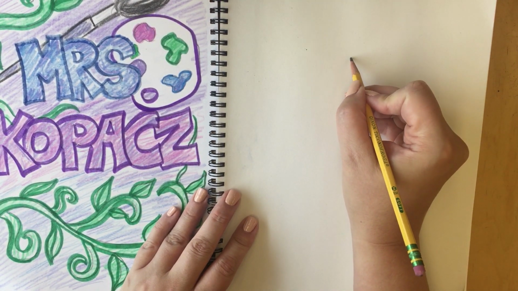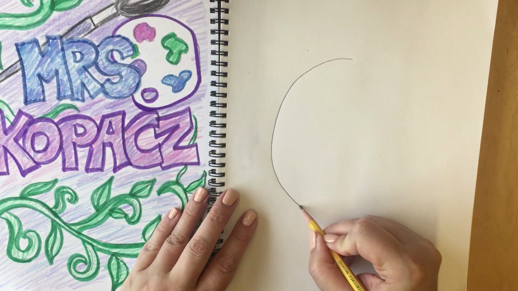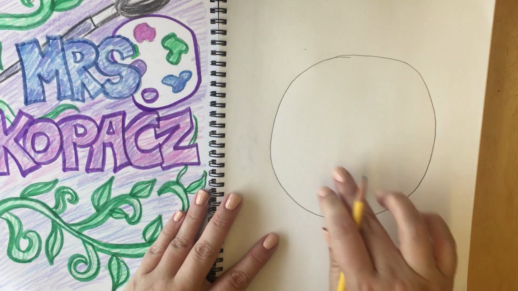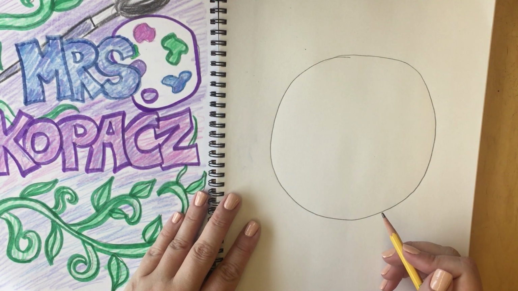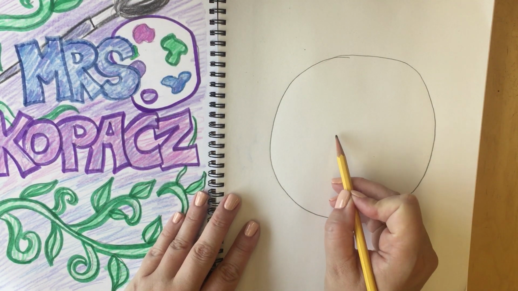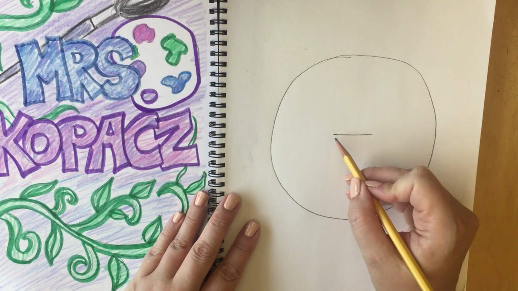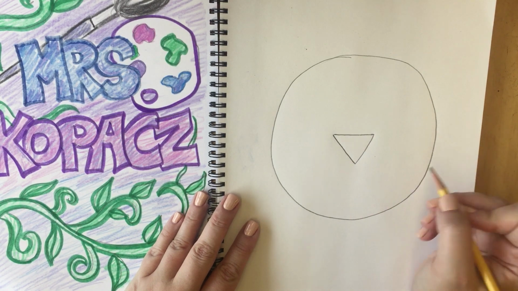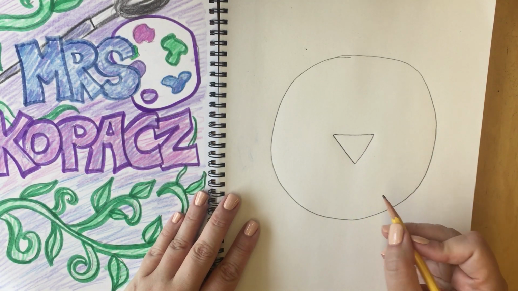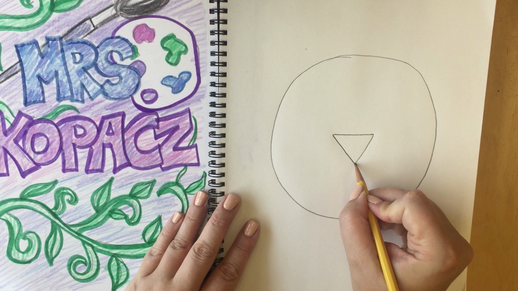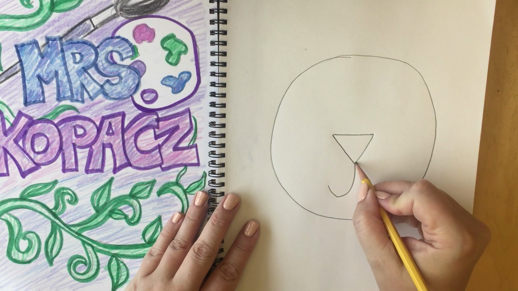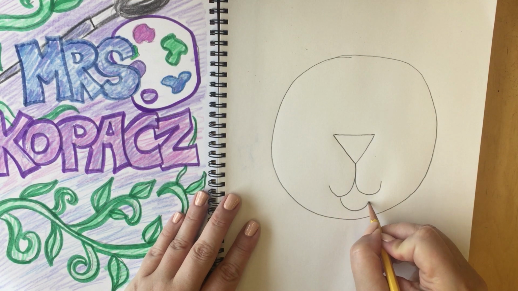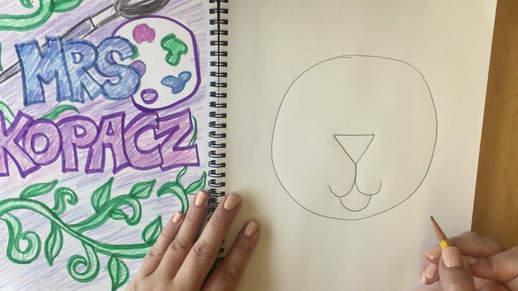And the very first thing I'm going to do is draw a circle. I'm making a pretty big circle on my paper that goes all the way around for the lion's head. Once I have that done, right in the middle of the circle, I'm going to make a straight line and I'm going to come down and I'm going to go back up again. So it's like an upside down triangle or an ice cream cone. I'm going to touch the bottom of my ice cream cone and I'm going to make a curved line, and I'm going to make another curved line and one more curved line right there in the middle.